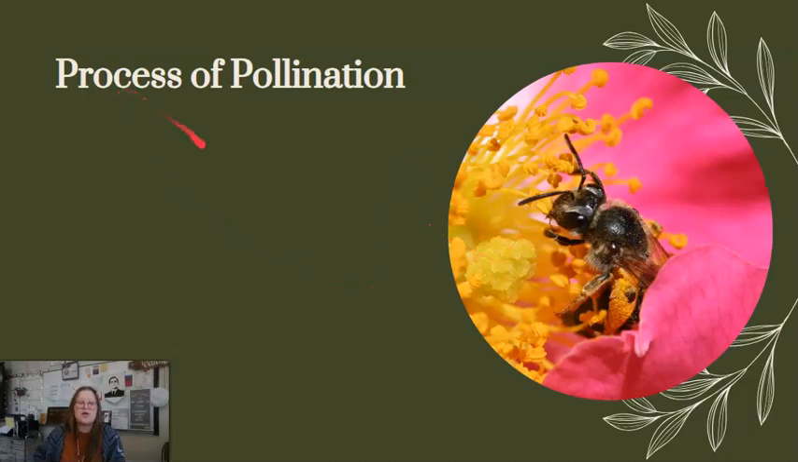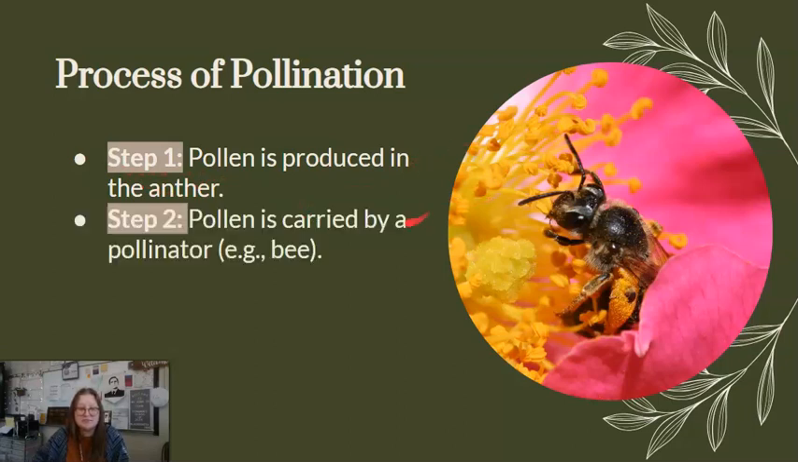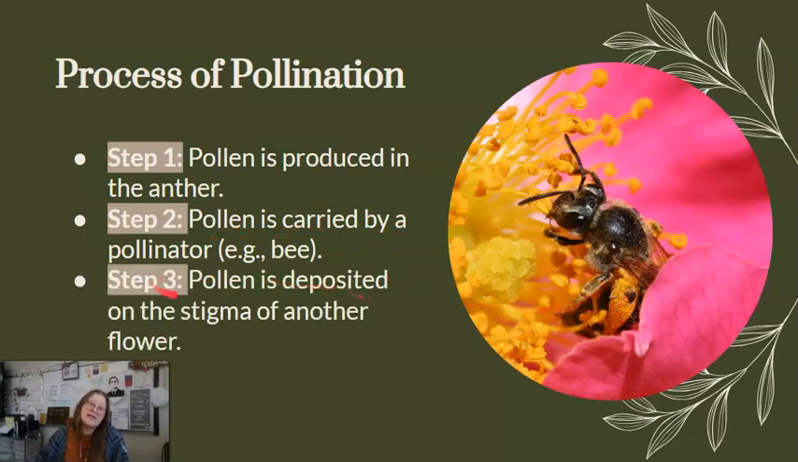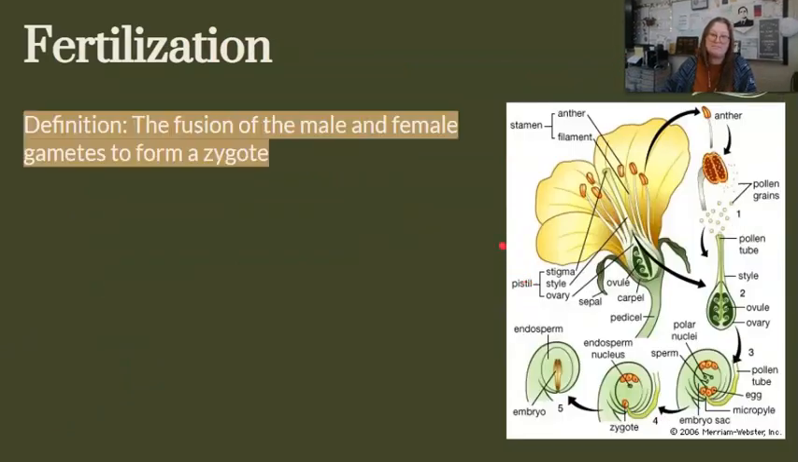So the actual process of pollination, there's three main steps. First is that pollen is produced in the anther. So anther right here produces pollen. Then the pollen is carried by a pollinator, like the bee, covered in pollen right here. And then 3, pollen is deposited on the stigma of another flower. And it's not like this bee walks over and is like, all right, here's our stigma right here, I'm just going to purposely put that pollen on there. It's not purposefully thinking about it. It is just happening because it's crawling all over that flower. Some of the pollen is going to end up on the stigma.